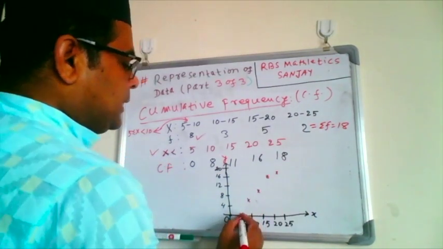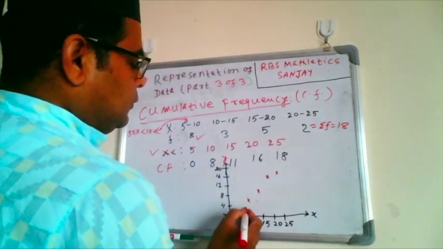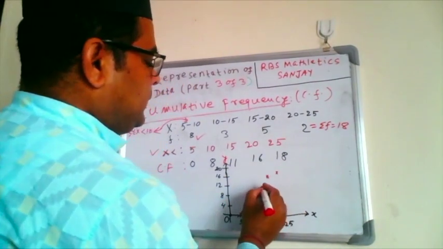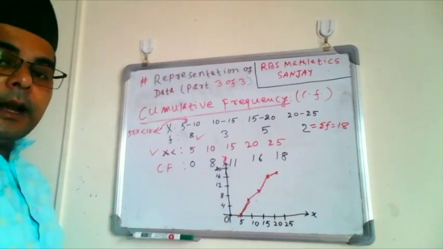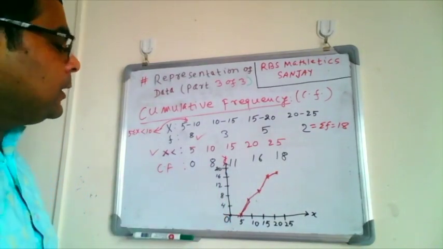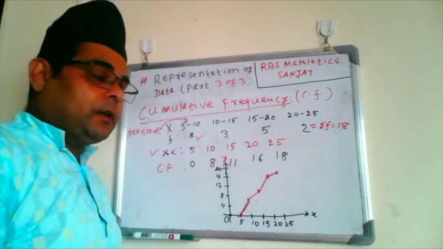And finally we take a scale and we join these points by straight lines this way, and this sort of graph you obtain we call the cumulative frequency graph. And from this graph we can have a lot of information.